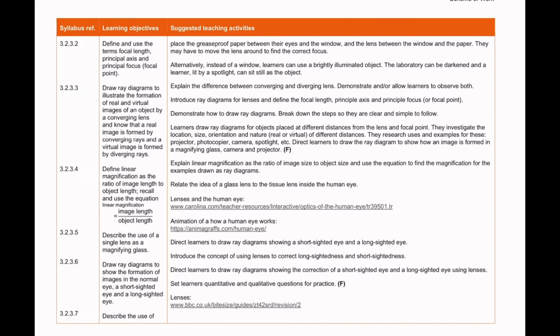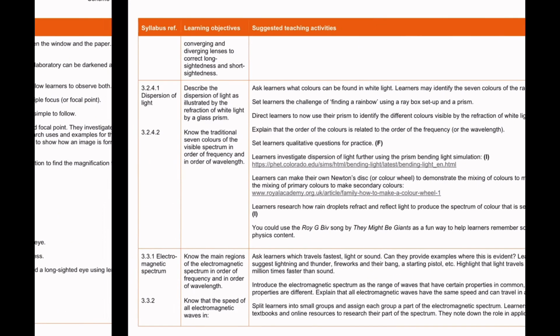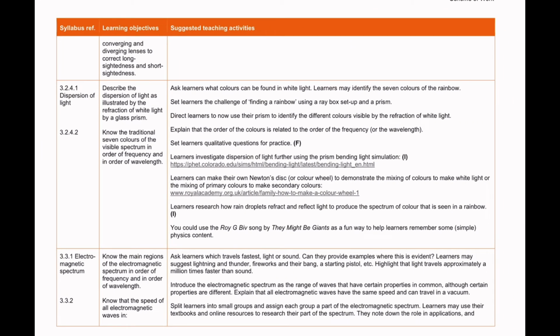Define linear magnification as the ratio of image length to object length. Recall and use the equation: linear magnification is equal to image length upon object length. Describe the use of a single lens as a magnifying glass. Draw ray diagrams to show the formation of images in the normal eye, a short-sighted eye, and a long-sighted eye. Describe the use of converging and diverging lenses to correct long-sightedness and short-sightedness.